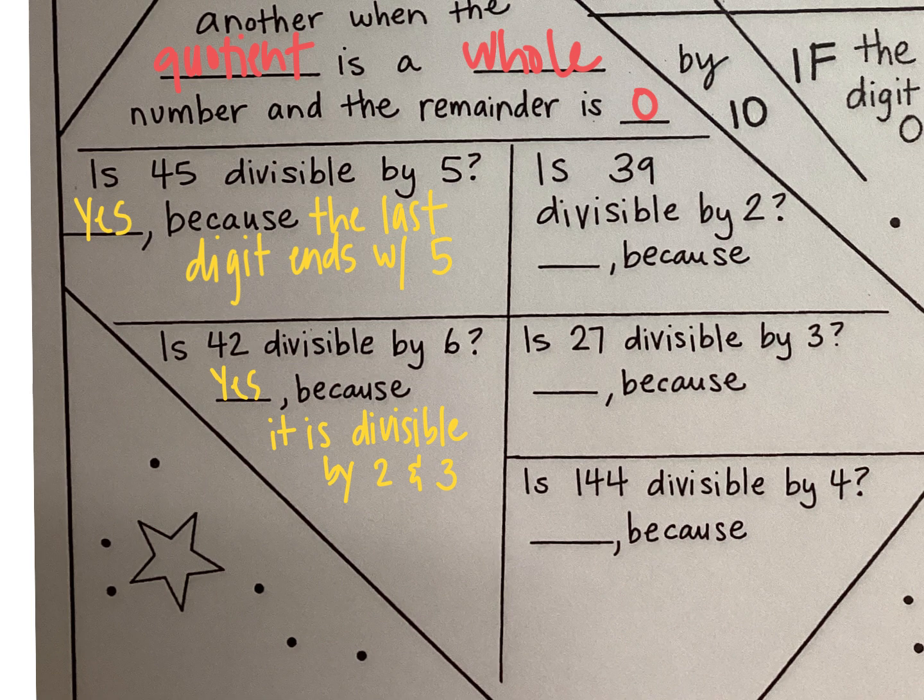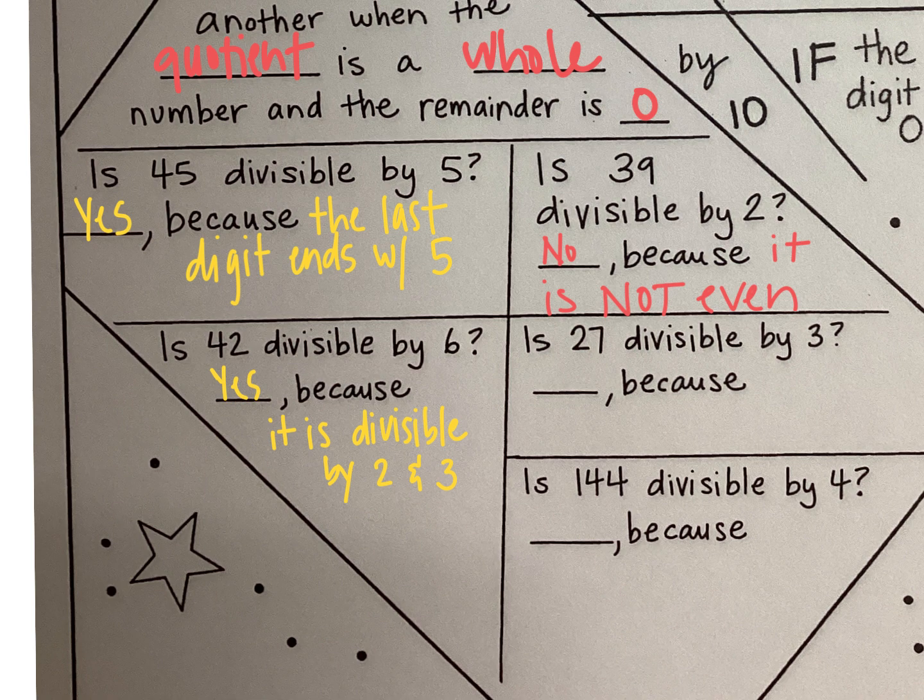Okay. Is 39 divisible by 2? No, because it is not an even number. Could I divide 39 by 2? Yeah, you can divide any number by 2, but it's not going to be evenly. You'll get a remainder. Exactly. So you know it's divisible by a number if it doesn't have a remainder.